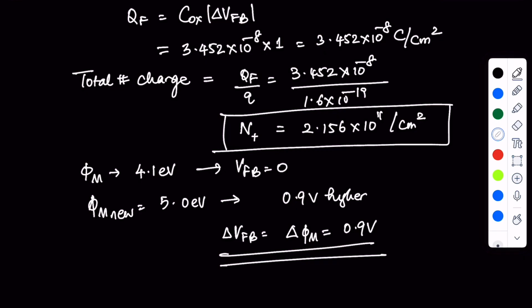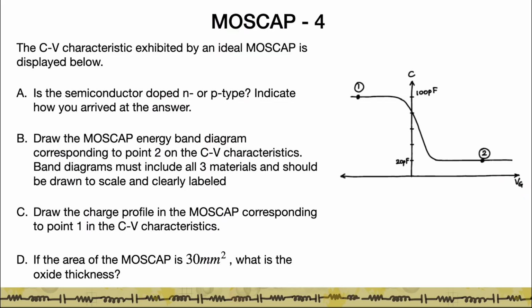Let's move on to the next question. The CV characteristic exhibited by an ideal MOS cap is displayed below. Is the semiconductor doped N or P type? Indicate how you arrived at the answer. Draw the MOS cap energy band diagram corresponding to point 2. Band diagrams will include all three materials and should be drawn to scale. Draw the charge profile in the MOS cap corresponding to point 1. And if the area of the MOS cap is 30 mm squared, what is the oxide thickness?